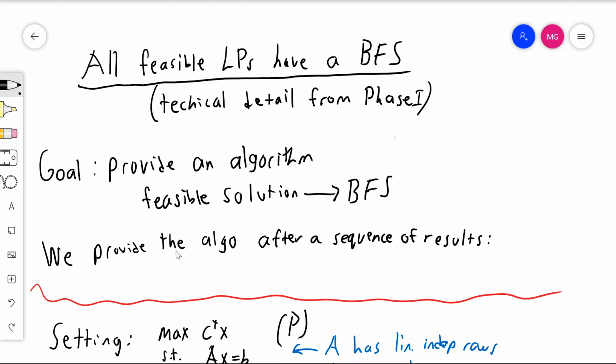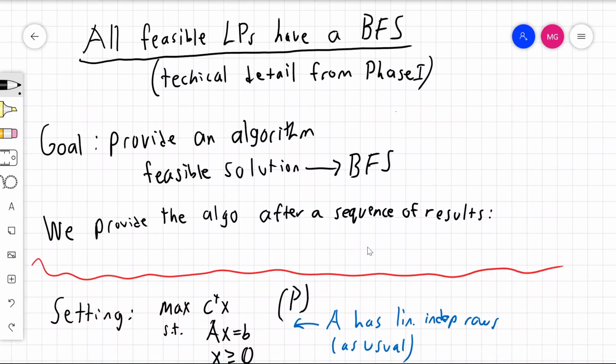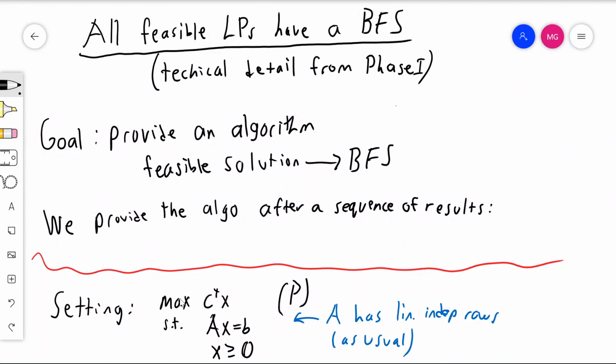So it's just kind of a technical thing, so we're going to provide the algorithm after a sequence of results. But just let me give you a rough overview of what's going to happen. In a linear program, typically, in the standard formulation, there's some non-negativity constraints for these variables. And the idea is that if the feasible solution that you start at is not a basic feasible solution, then there's some sort of good direction you can travel in. So, all your solutions are points in high-dimensional space, and you just travel in some direction where you run into another solution, but the new solution is going to be like an edge case.